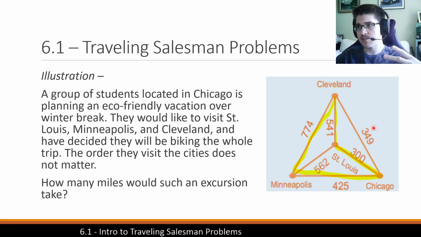It could represent a cost. Say, for example, this was the dollar amount that it costs to fly between the different cities, and we wanted to optimize how much money we're spending in this trip. Or it could represent time. A lot of times we might want to minimize the amount of time that we're spending on this trip.